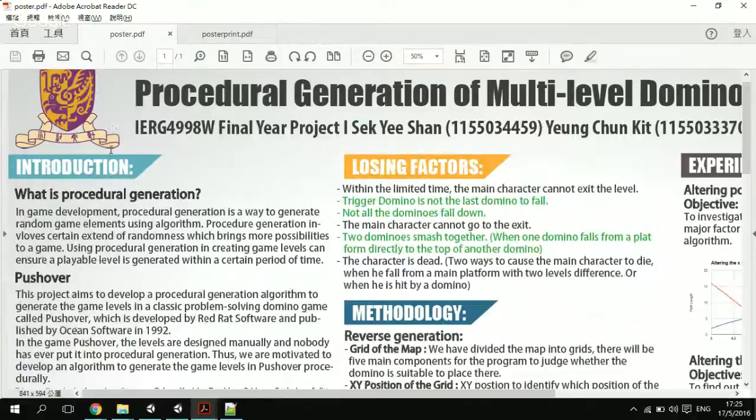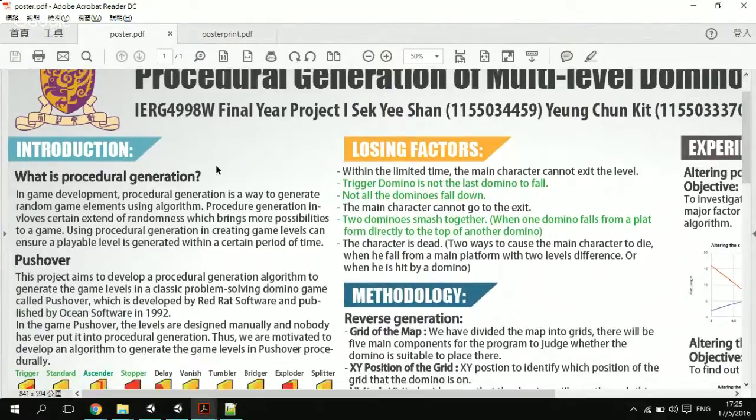Simple domino puzzles. And our supervisor is Hui Yu. In the last semester, we mainly focused on the procedural generation of the card game Pushover. What is procedural generation? Procedural generation is a way to generate random game elements using algorithms. Procedural generation involves a certain extent of randomness, which brings more possibilities to the game.